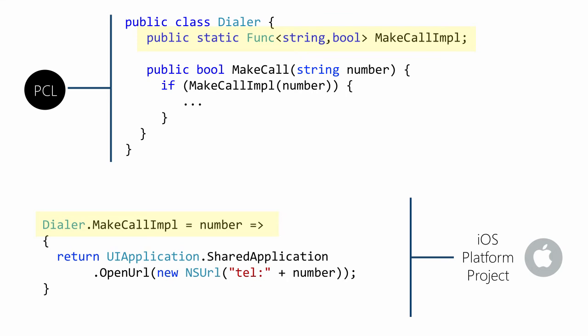And so what we'll do is we'll have in our iOS platform project a piece of code that actually assigns that delegate. Notice that it's a public static, and keep in mind that our platform projects always have access to all the things that are in the PCL. And so from our iOS platform project, we can supply a delegate that then does the work of dialing the phone. So that way, when we invoke this make call method and it calls the delegate, we end up in our platform-specific project where we can do whatever we need to actually accomplish the feature.